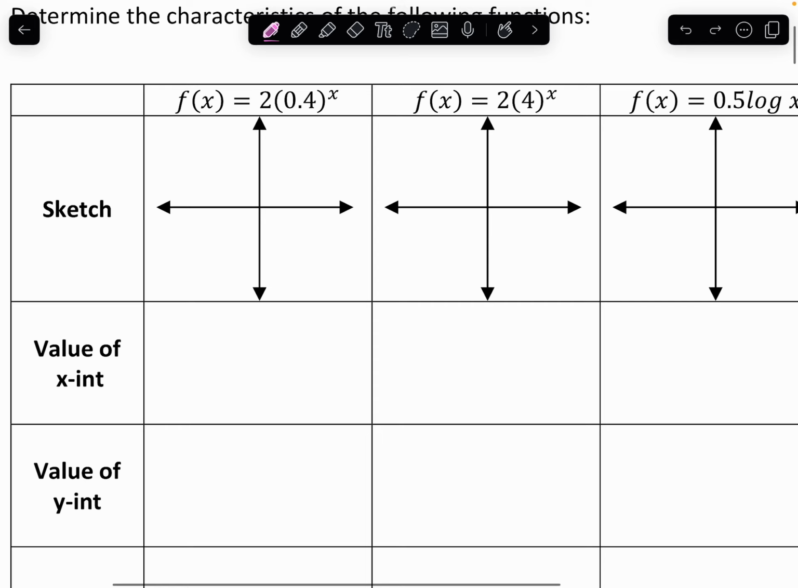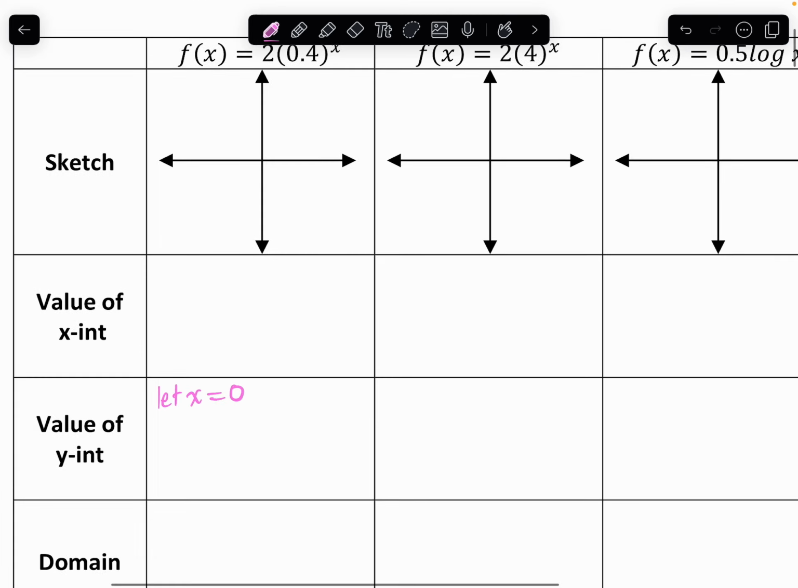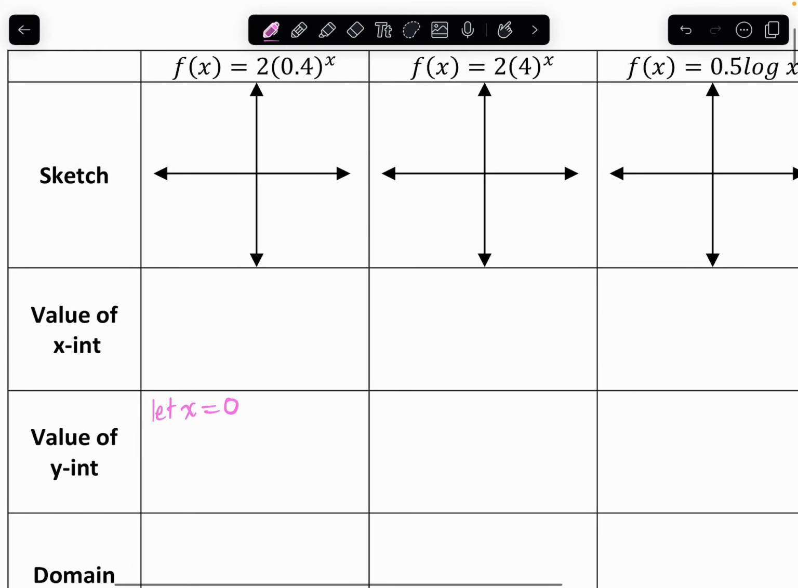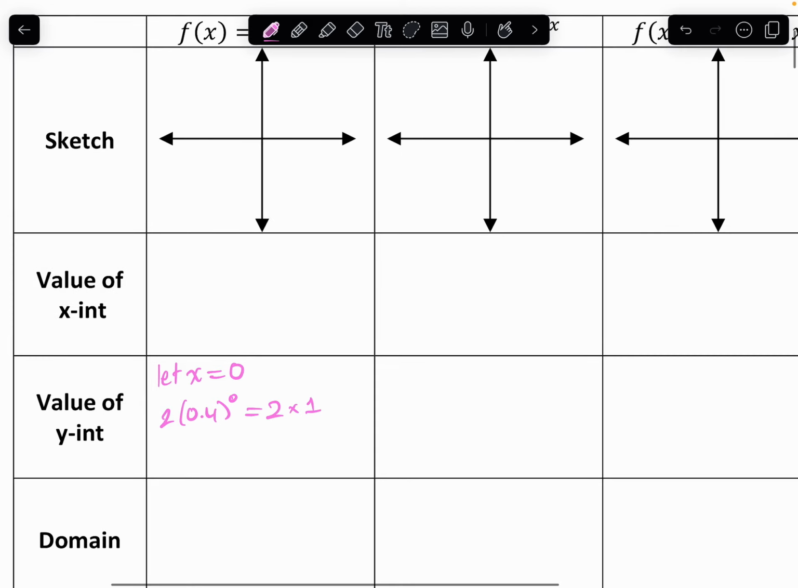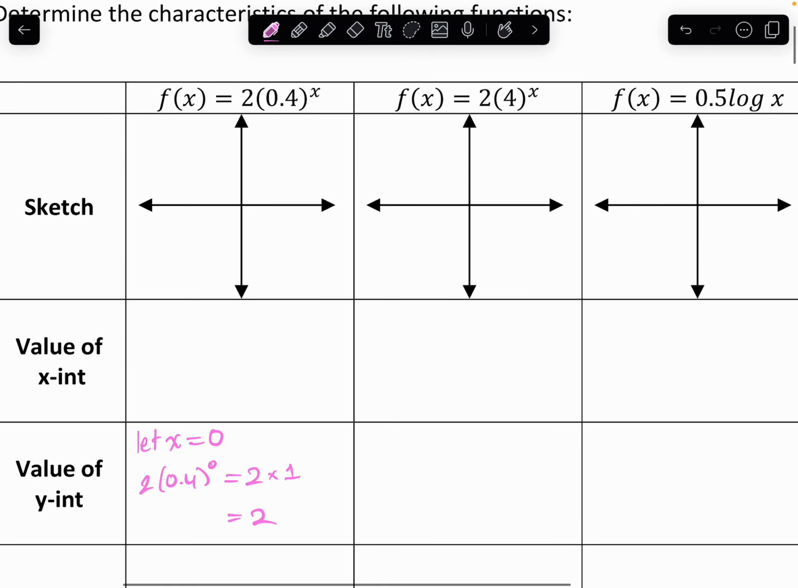Sketch 2 times 0.4 to the power of x. So, first things first, imagine that x is 0, and that'll answer this question down here. Let x equal 0. I've gone for a lighter pink, by the way. 2 times 0.4 to the power of 0 equals 2 times 1, because anything to the power of 0 is 1, equals 2. So if x is 0, it's 2, so this intercepts at 2.